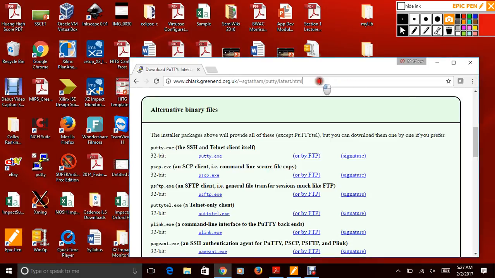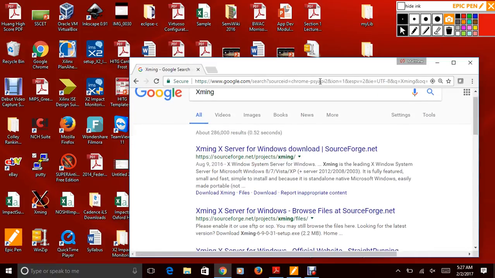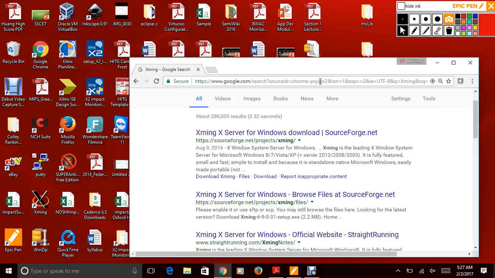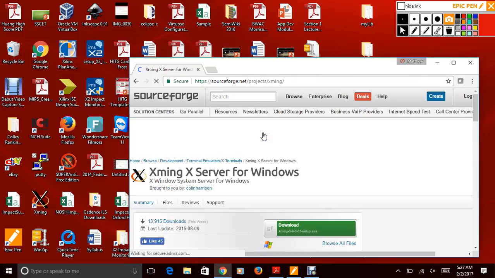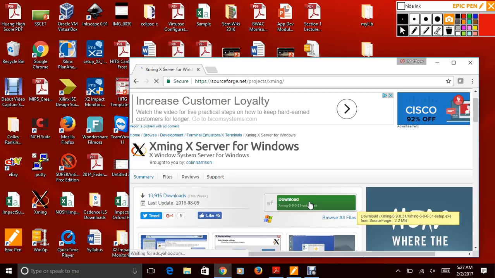The next thing you need to do is download a program called Xming. So you Google Xming, and it's an X server. This will allow you to actually run the graphical user interfaces on your machine. So you can click here, and you can download this file. You download that file here, you run everything, and it will work.